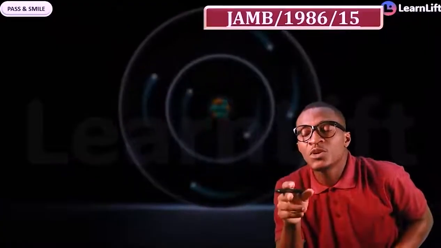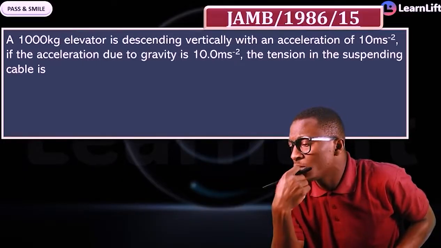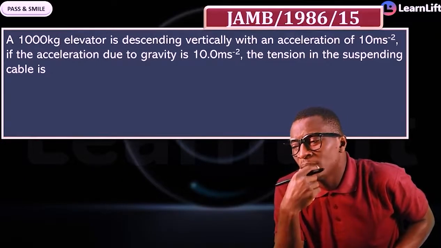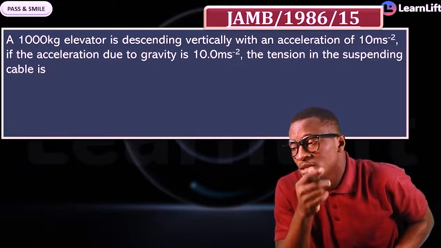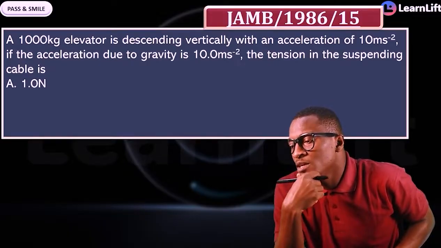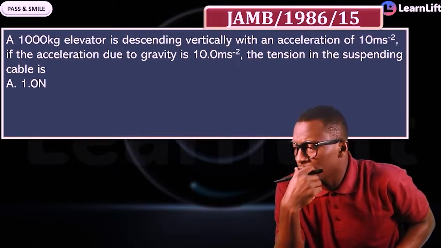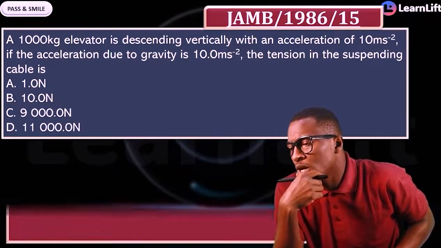Let's take the next question. To read the question, you pause it and try to answer it on your own before we choose the answer. JAMB 1986 question 15. The question says a 1,000 kilogram elevator is descending vertically. Is it ascending or descending? Descending with an acceleration of 1 meter per second squared. If the acceleration due to gravity is 10 meters per second squared, then the tension suspending. That means they're looking for the what? For the tension. How do we solve this?